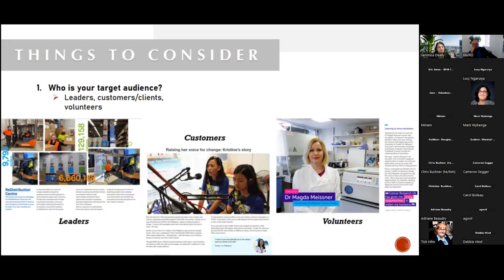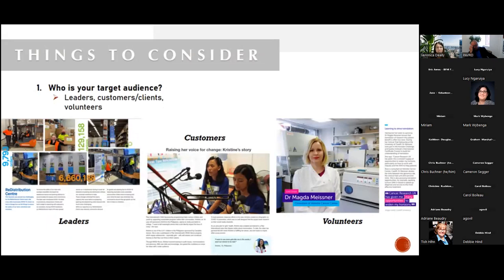So ask yourself, who are you talking to? What do you want them to know? And is the story relevant to the organization's missions or goals? Does it provide them with any insights that they may need or that you want to share, that you want to point out? There are three main audience types that you can present to.